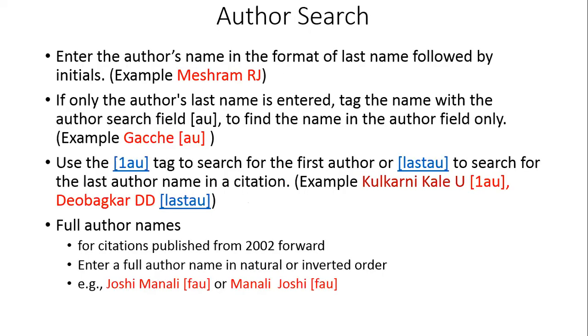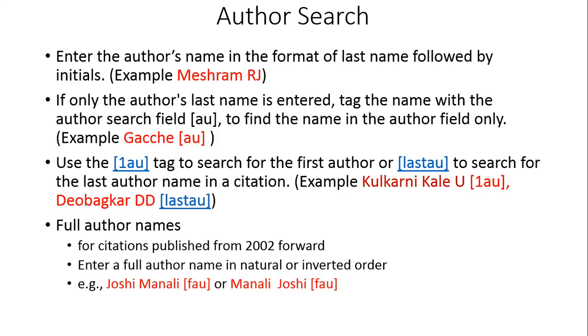The next thing is that you can search by author names. To search by author name, you search PubMed in a specific format: surname followed by initial. For example, you can search how many research articles I have published in PubMed. You just put my surname Meshram, then my initials RJ, and hit search. You would get some hits.